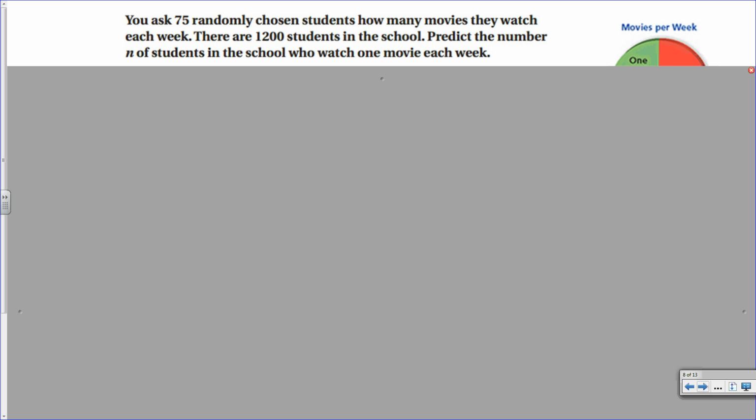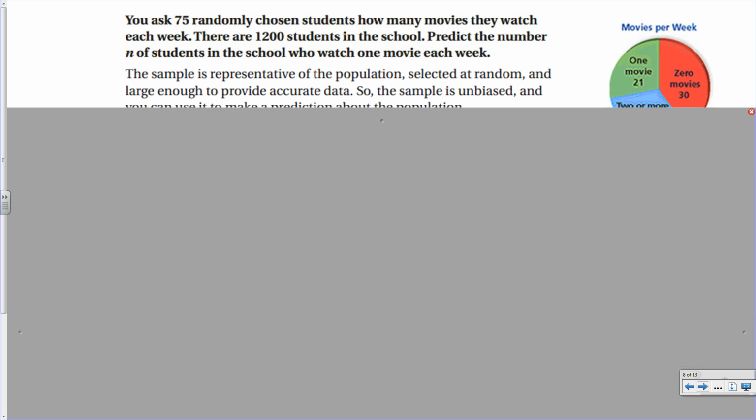Okay, this one's at the bottom of your notes. This is our final step. Once you've figured out a sample and you've taken some data, you need to make an inference or make a prediction using that data. So it says you ask 75 randomly chosen students how many movies they watched each week. There are 1,200 students in the school. Predict the number of students in the school who watch one movie each week.